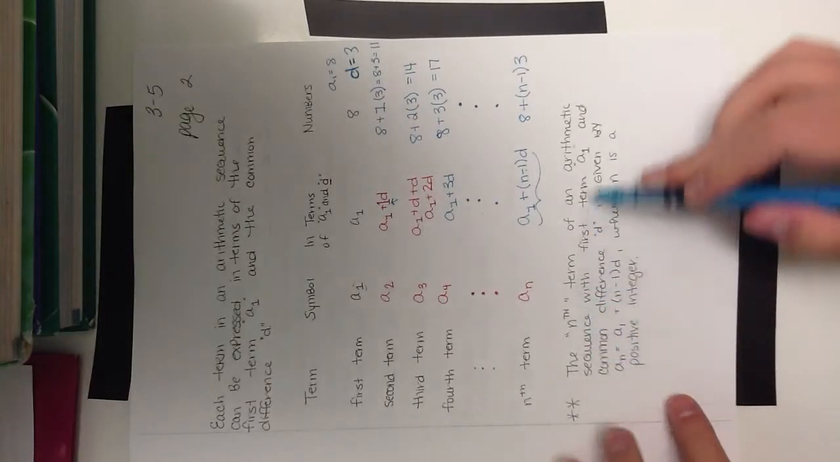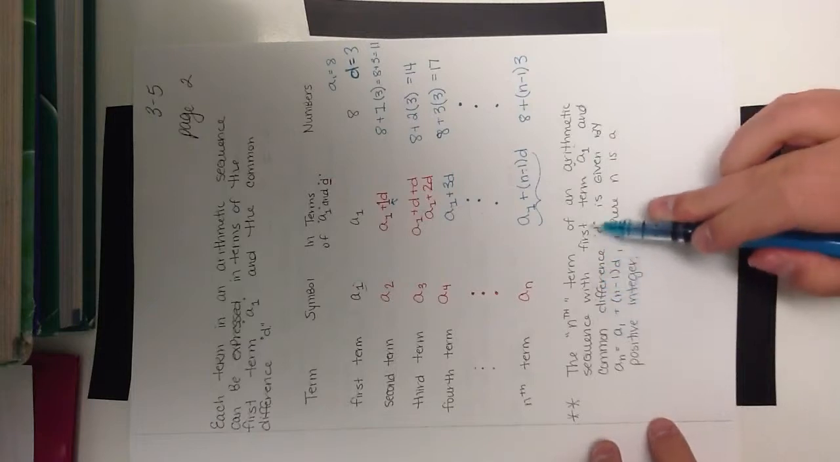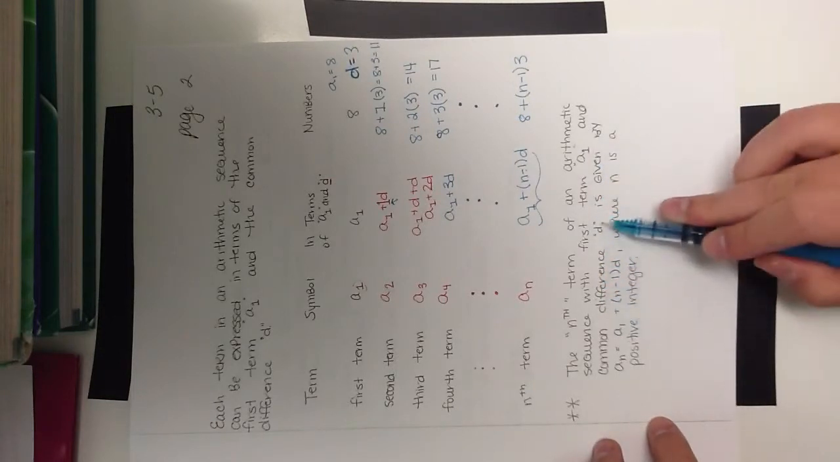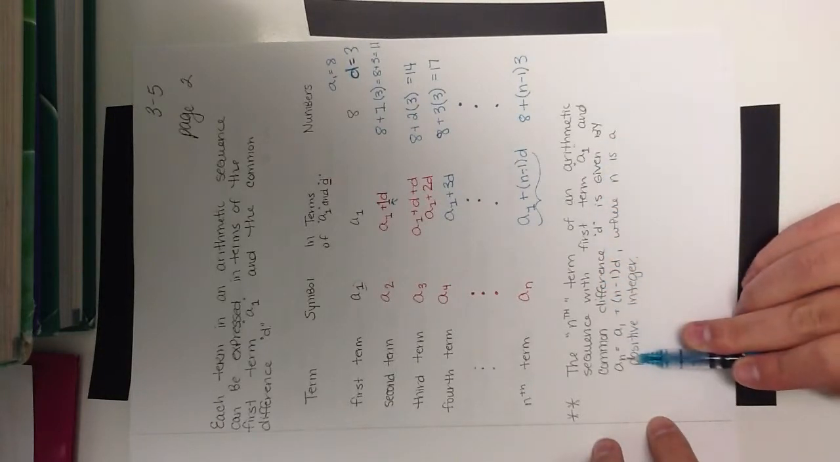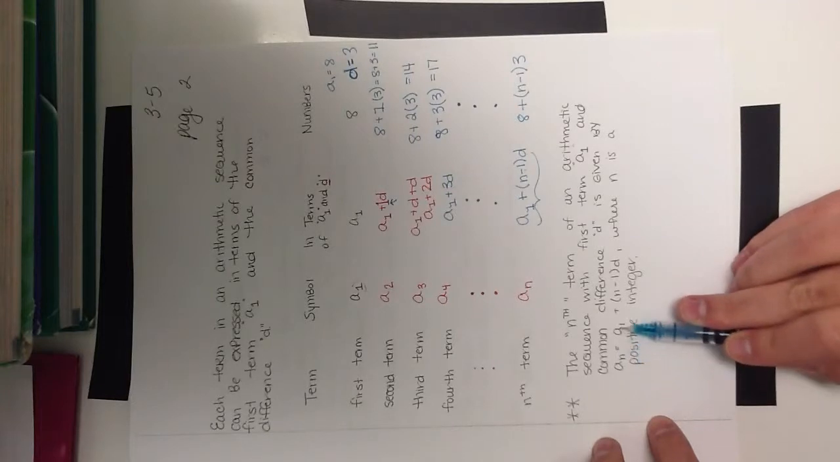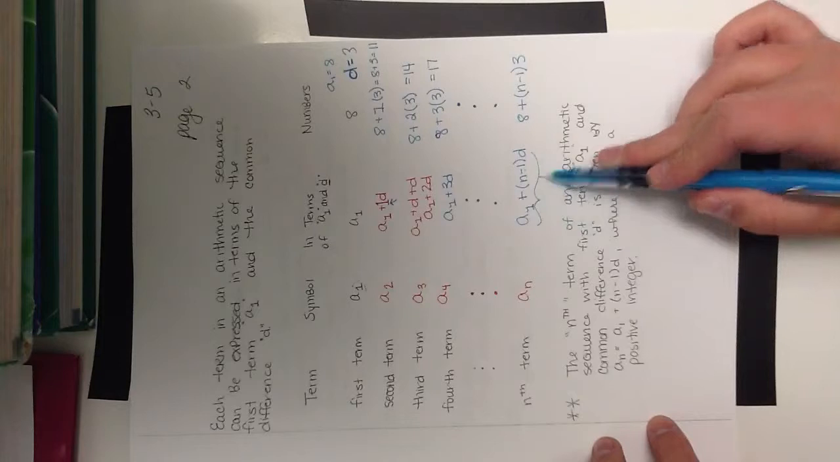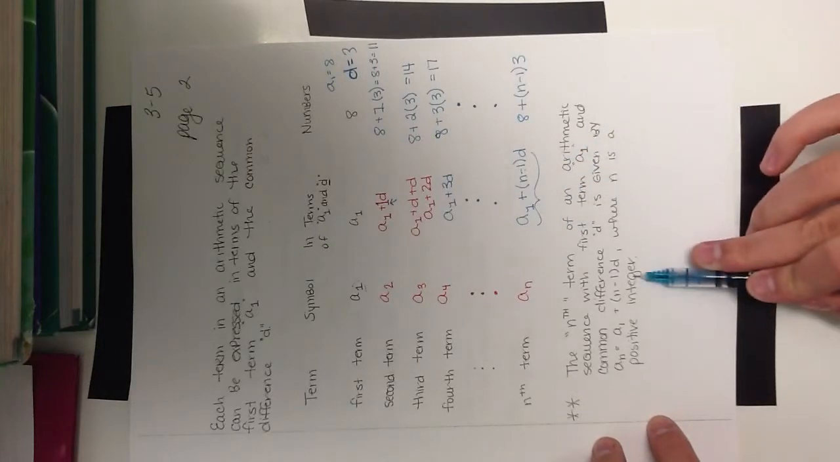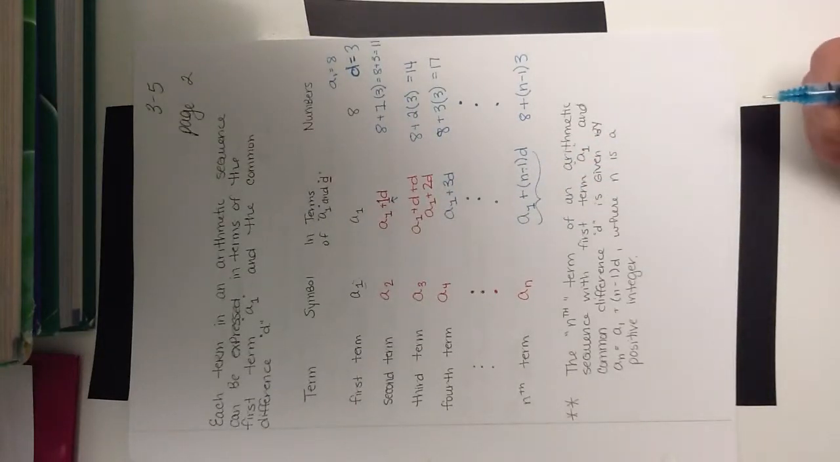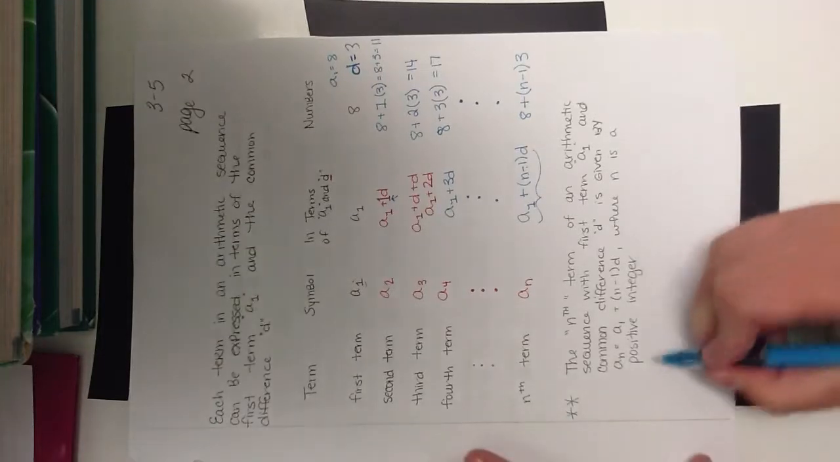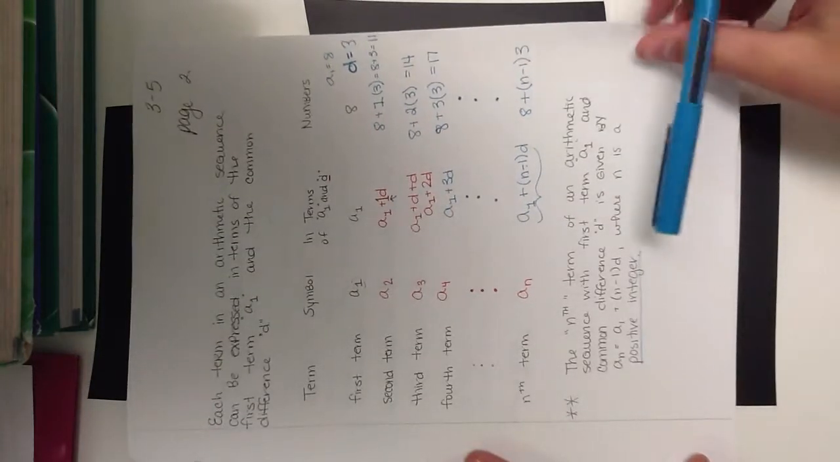The nth term of an arithmetic sequence with the first term a sub 1 and the common difference d is given by the equation a sub n equals a sub 1 plus n minus 1 times d. We just wrote that down, where n is a positive integer. You can't have the negative 16th term of an arithmetic sequence, so that's why they add in that positive integer. All right, turn the page.